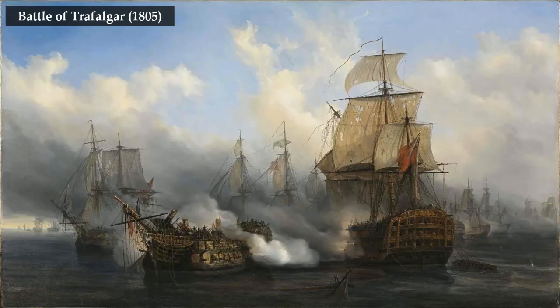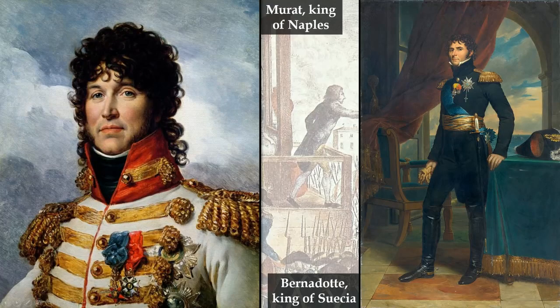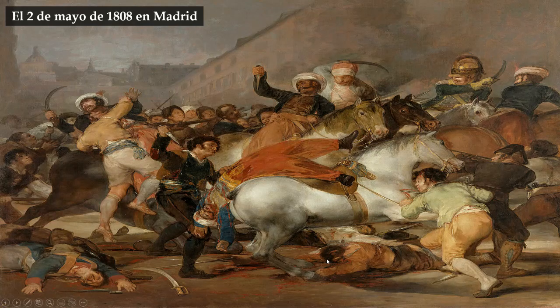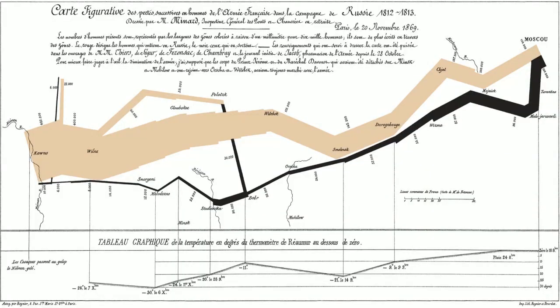This is the Battle of Trafalgar, where the British destroyed the French Navy. These are the brothers and sisters of Napoleon, who were appointed as kings in several monarchies in Europe, as well as some of his field marshals like Murat or Bernadotte. So the decline of Napoleon is going to start first in Spain with the uprising of el 2 de mayo de 1808 and the first defeat in open field of the Grand Armée in Bailén in 1808, but mostly because of the failed Russian campaign.